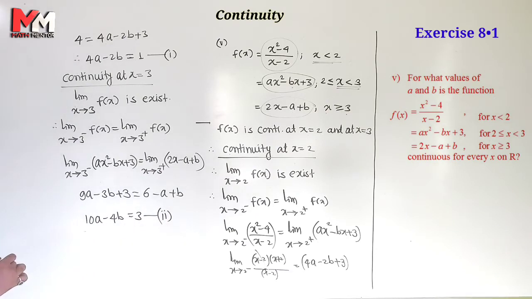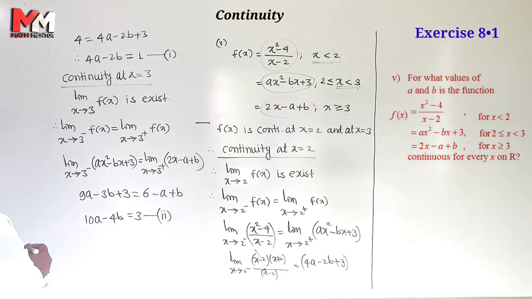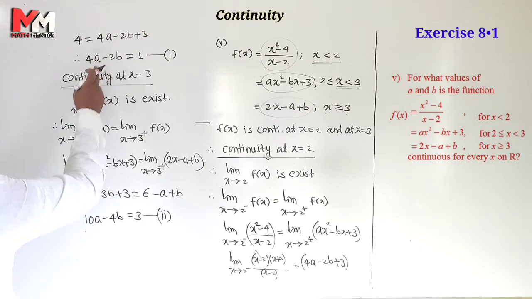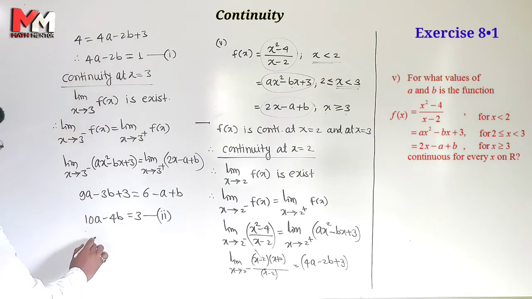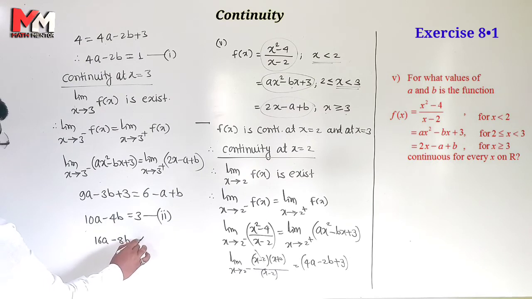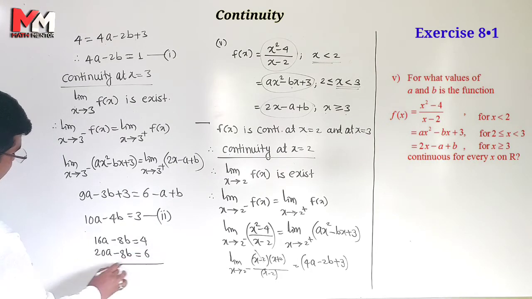Equation second. 10a minus 4b is equal to 3. 6 minus 3 is 3. 9a plus a is 10a, minus 3b minus b, minus 4b. करेक्ट है. So solve these two equations. So best way हम क्या करेंगे, इसको 4 से मल्टीप्लाई करेंगे, इसको 2 से मल्टीप्लाई करेंगे. 4 से मल्टीप्लाई करो, 16a minus 8b is equal to 4. इसको 2 से मल्टीप्लाई करो, 20a minus 8b is equal to 6.